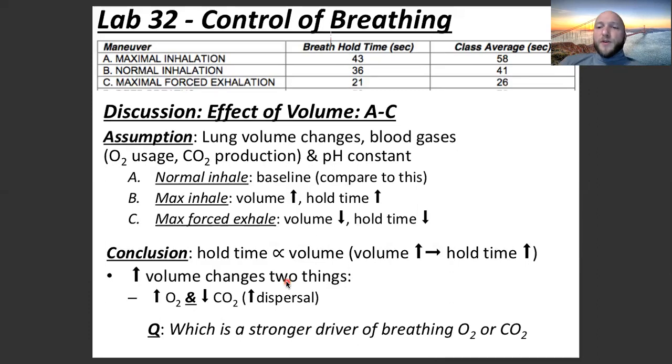If you're taking a deep breath, you're taking in a bunch of fresh air that's low in carbon dioxide. So carbon dioxide can disperse from your bloodstream into the air in your lungs. If you exhale, there's not a lot of air in your lungs, and that CO2 concentration goes up really high, really fast. So, what's a stronger driver for breathing, O2 or CO2? Well, we can't really tell from this experiment so far.